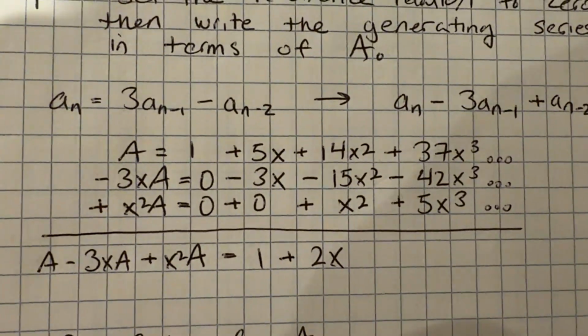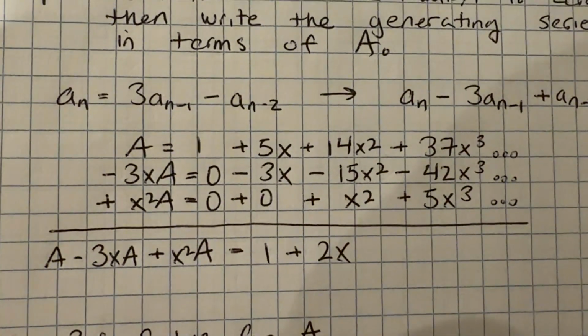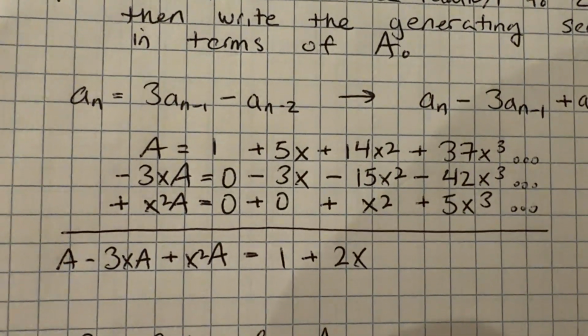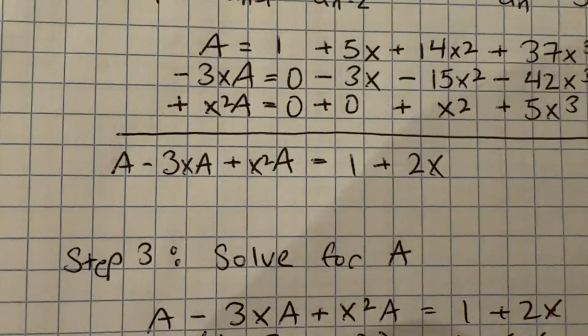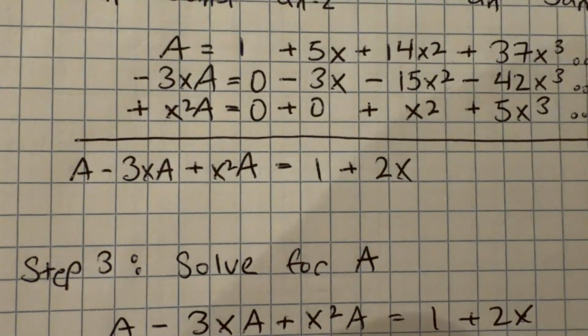So now that we have these three equations, we're going to add them all together, and you'll see that most of the terms cancel out, but will result in the equation A - 3xA + x^2A is equal to 1 + 2x.